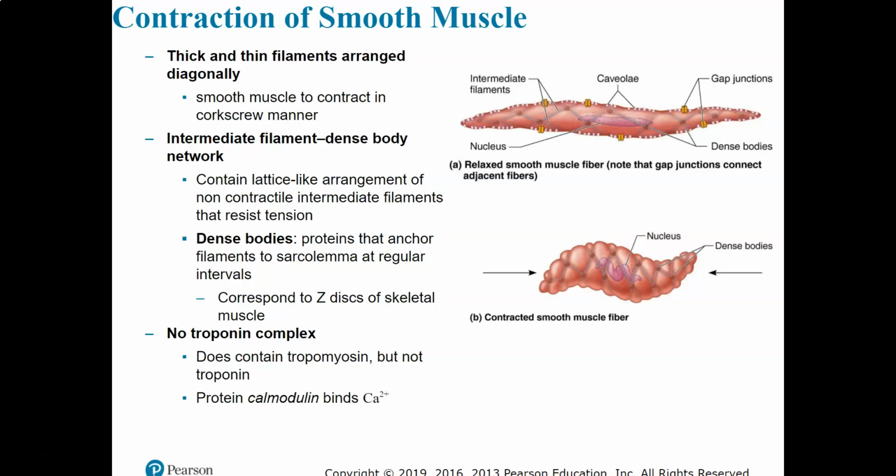Another big difference is that there's no troponin. There's still tropomyosin, which is going to block the actin, preventing the myosin heads from binding to the myosin binding sites on the actin, but there's no troponin. Instead, calcium is going to bind to the protein calmodulin, which is going to lead to the moving of tropomyosin.